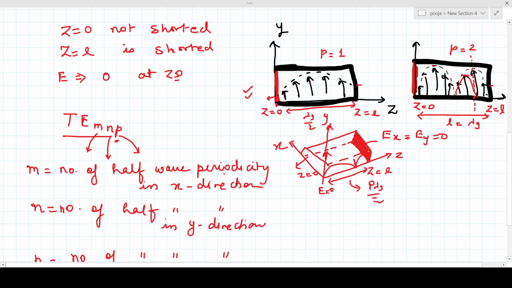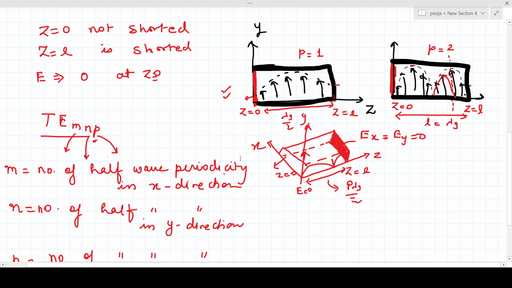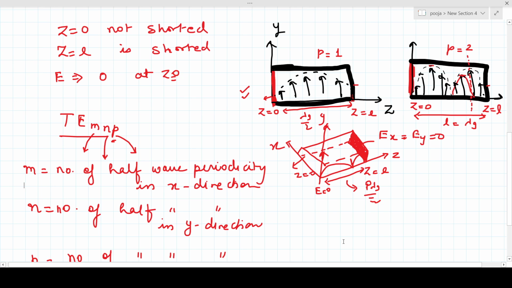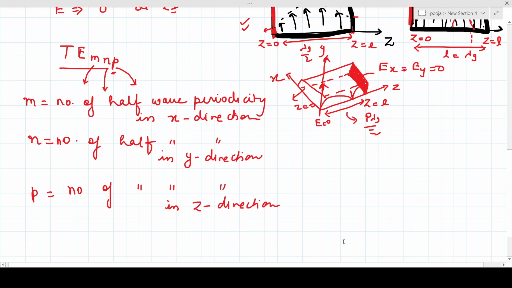Now see, the values of M, N and P will be from 0 to infinity. For the TE mode, if we consider the TE MNP mode, then M or N may be 0, like we studied in waveguide, and P will not be 0. For the TE MNP mode, M may be 0, 1, 2, 3 up to infinity, and N may be 0, 1, 2, up to infinity. Both of them together cannot be 0.